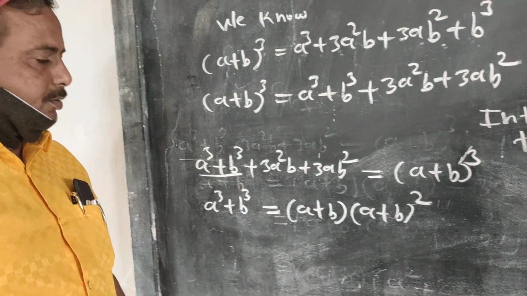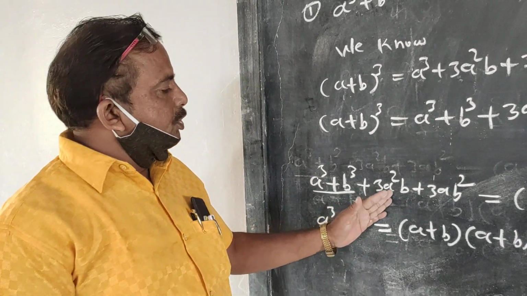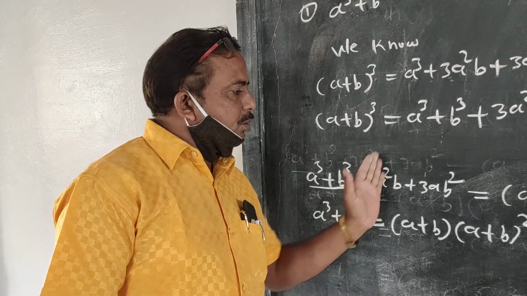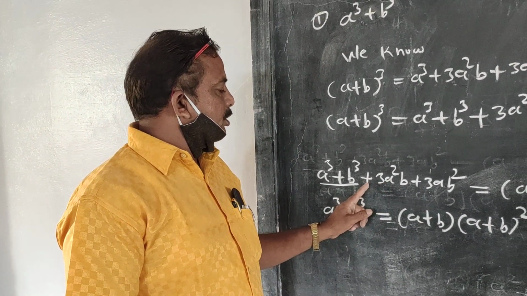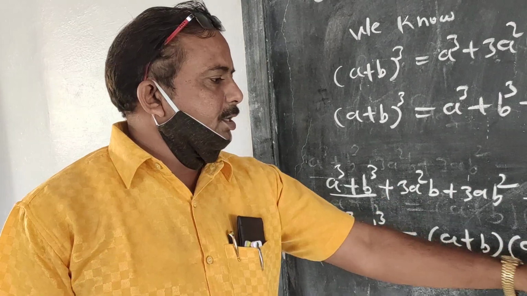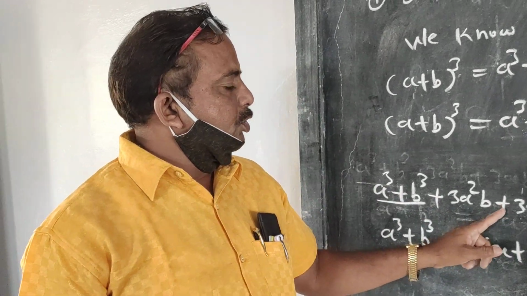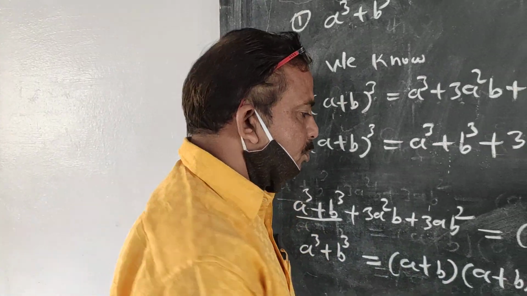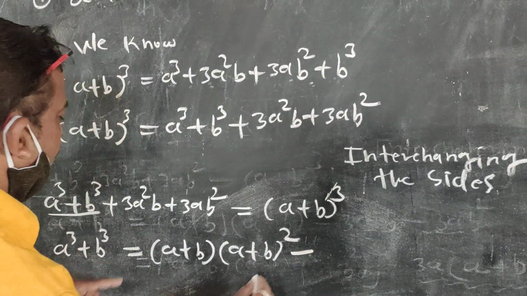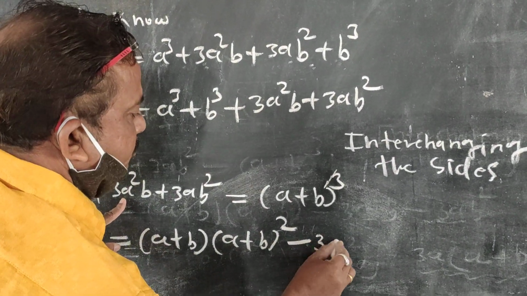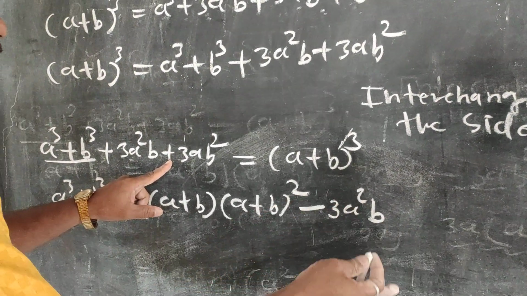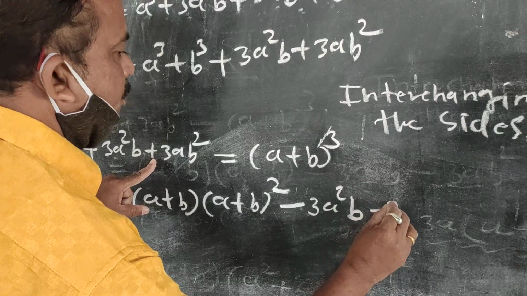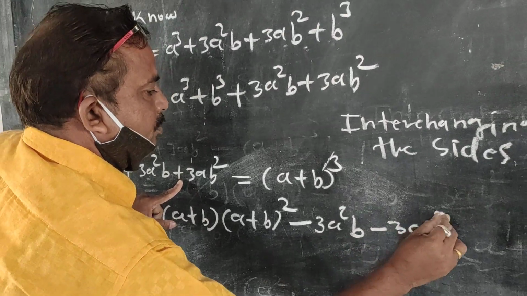So students, listen carefully. Whenever we move some terms from this side to this side, we change the sign. Here it is plus, we will write minus on this side. Here it is also plus, we will write minus on the right side. So we will write minus 3a square b here, and minus 3ab square.